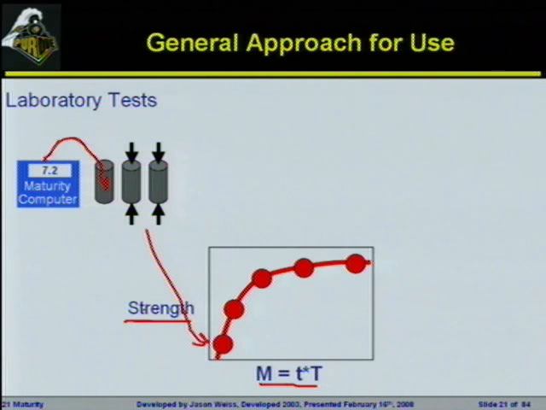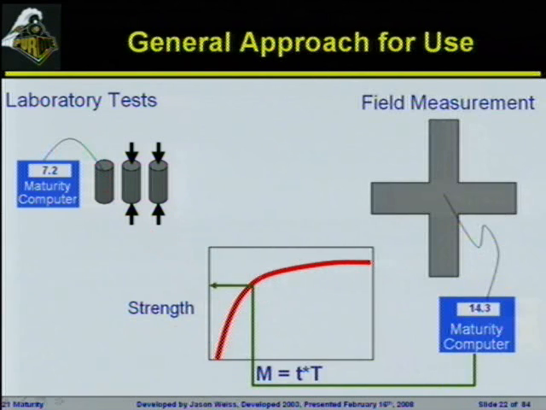Now, the real power of this technique comes in when all of a sudden in the field you can use a thermocouple to measure the temperature, log that temperature, and compute the maturity. You can now come back to this graph, enter at the maturity on the x-axis, where it intersects the curve, all of a sudden gives us an idea of what the strength is in place in real conditions under real temperature conditions in the field.